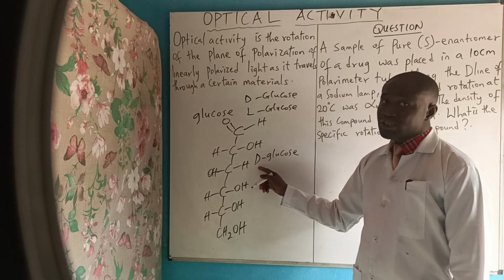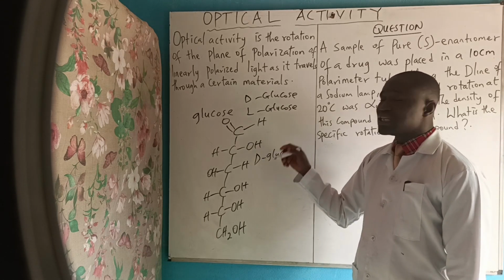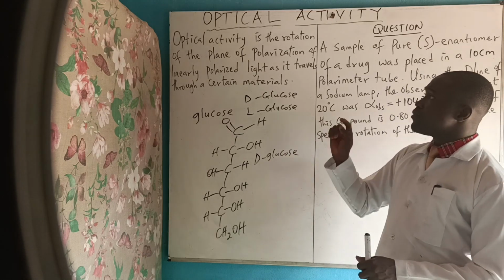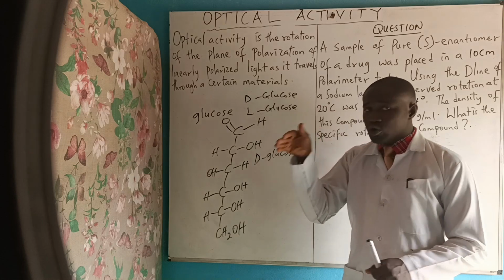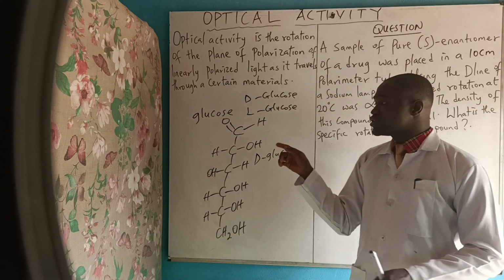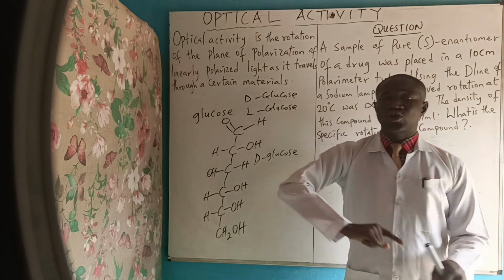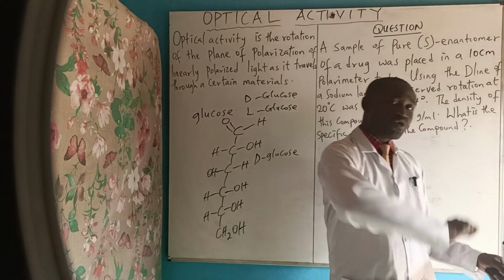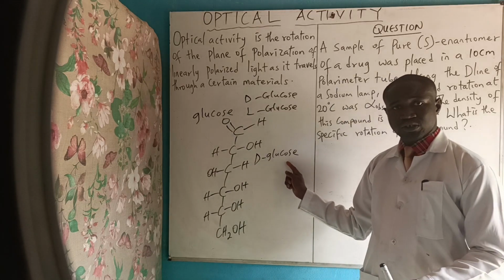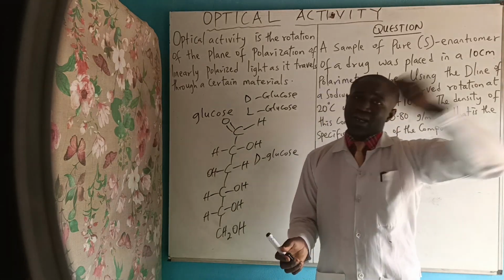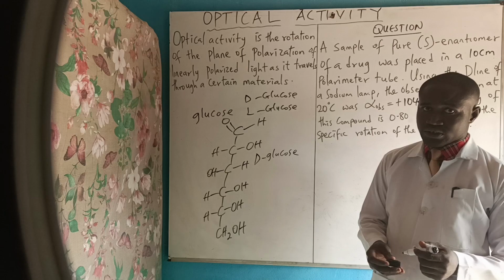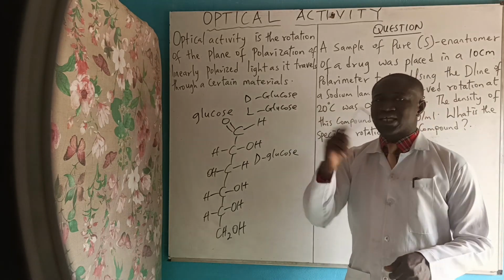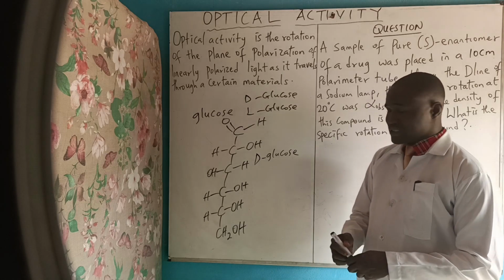D-glucose is called dextrorotatory glucose. L-glucose is levorotatory glucose. That means when plane polarized light goes through the D-glucose molecule, it has what it takes to rotate it to the right. We call it D-glucose. But if it rotates it to the left, you call it levo glucose. That is L-glucose. Why do we say that it has the tendency to rotate a light ray? Yes, it has the tendency.